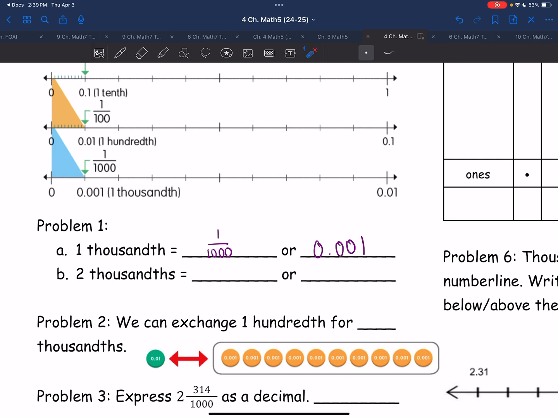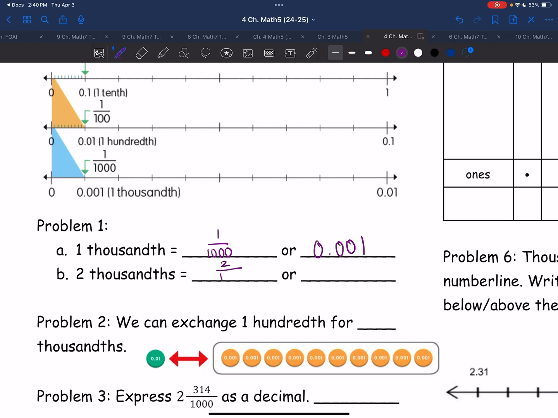So 0 and 1/1000. So the trick that I like to do is I like to read the number after the decimal point as if it was a regular number, and then I say the last place value of the last digit. So if I look at 001, we just say that's 1, and the last place value of that number is the thousandths place. So we would say 1/1000.